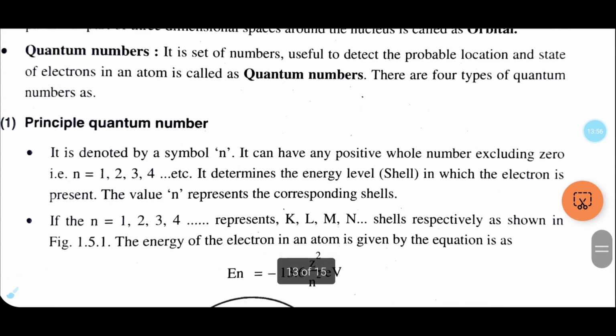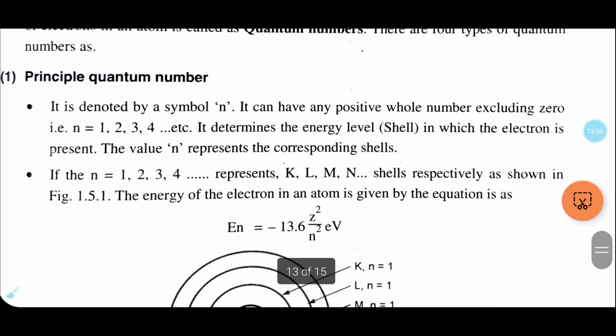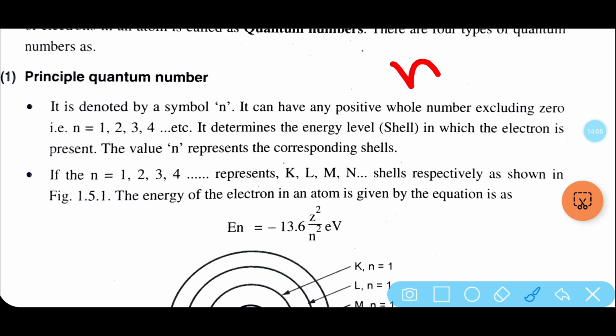The first number is the principal quantum number. As I said, the principal quantum number is denoted by the symbol n. Small n is the symbol of the quantum number which is useful to locate the position of the electron. It can have any whole number value excluding 0. It has values 1, 2, 3, 4. The principal quantum number n is never 0. It determines the energy level in which the electron is present.